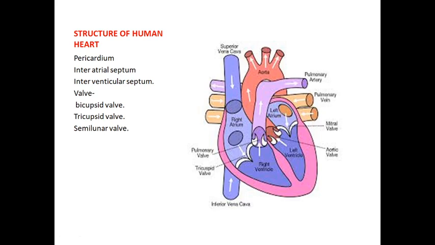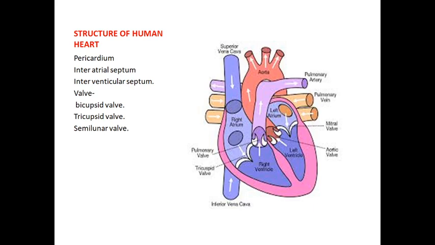Now the differentiation. Already we saw the difference between arteries and veins. All the arteries carry oxygenated blood except the pulmonary artery. You see that the pulmonary artery carries deoxygenated blood from the right ventricle. All the veins carry deoxygenated blood except the pulmonary vein. You see here the pulmonary vein carries oxygenated blood and pours it into the left atrium.